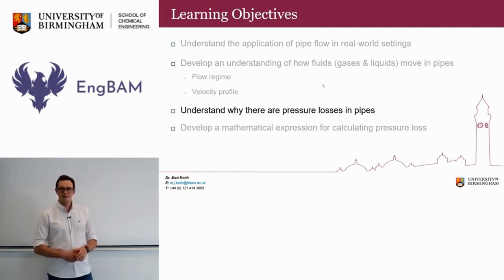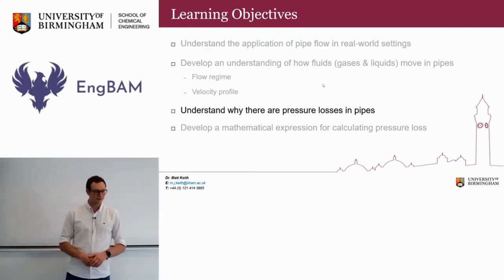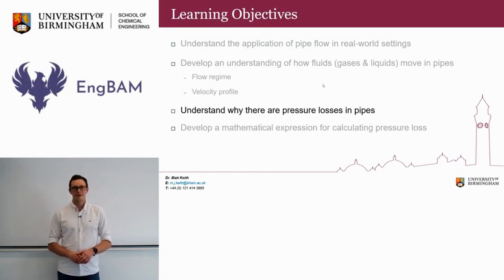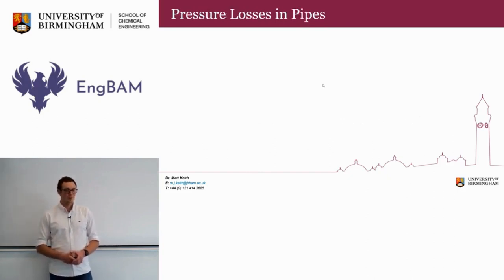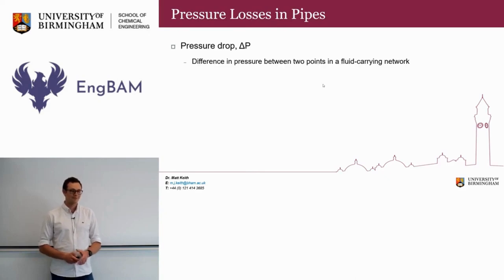So that was a little bit about the velocity profile of our fluids. Now let's take a look at understanding why there are pressure losses in our pipes. Well, the primary reason is friction. When we say pressure drop, what we mean is the difference in pressure between two different points in a fluid carrying network.